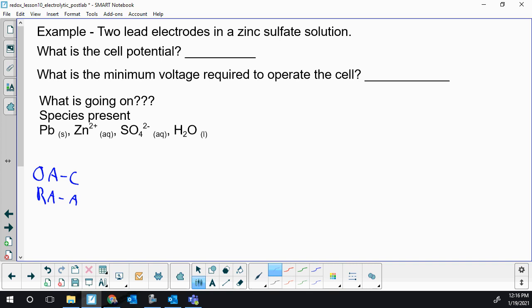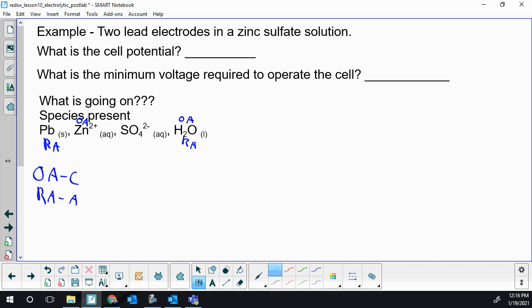So lead is a neutral metal. I'm not even going to look at my table. That's an RA. All metal ions are OAs. Sulfate, I'm going to have to look that up. Sulfate comes in some pairs. So that's going to take some time. And I know water can be an OA or an RA.